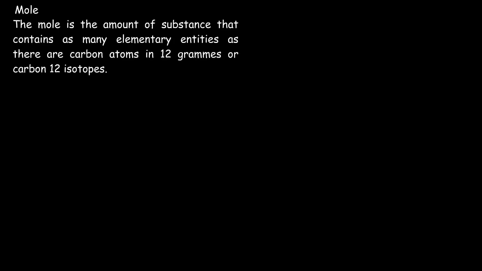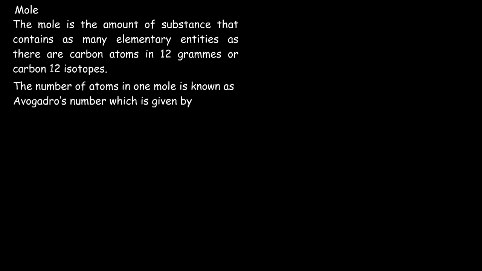The mole is the amount of substance that contains as many elementary entities as there are carbon atoms in 12 grams of carbon-12 isotope. Now, the number of atoms in one mole is known as Avogadro's number, which is given by 6.02 times 10 to the power of 23.